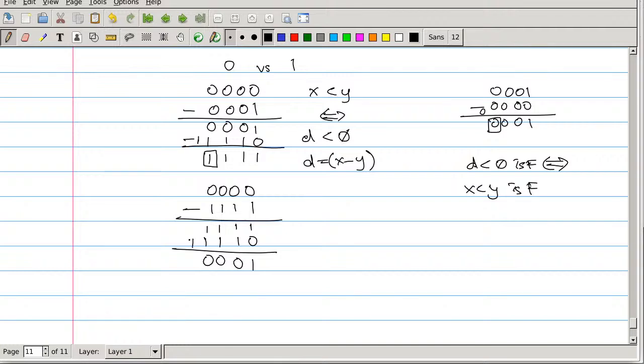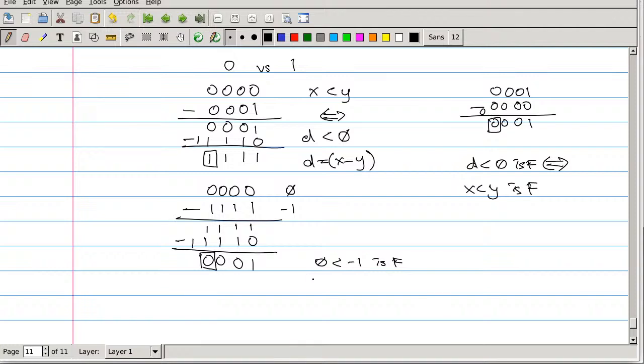Okay, so it's basically the same mechanism as last time. This time we look at the sign bit of the difference, which is this one here, and we ask, does that make sense? Well, the answer is it makes perfect sense, because 0, 0, 0, 0 is representing the value of 0. 1, 1, 1, 1 is representing the value of negative 1.